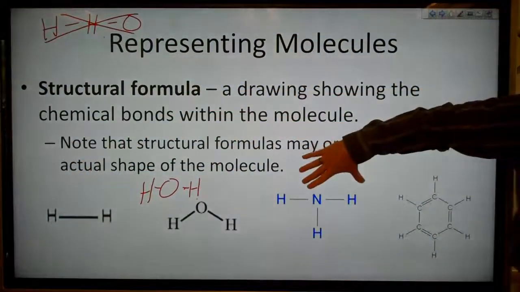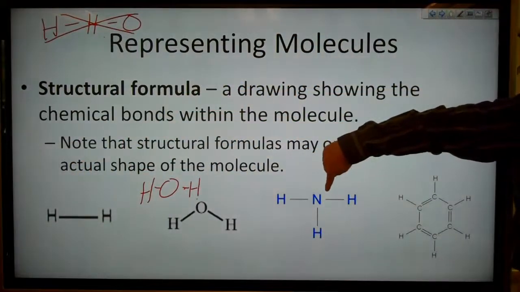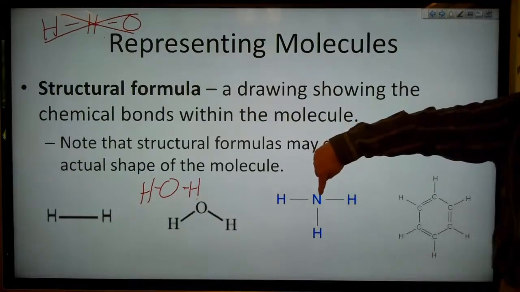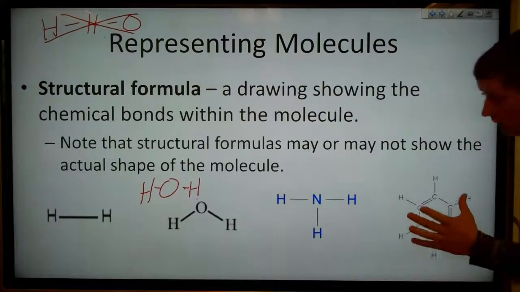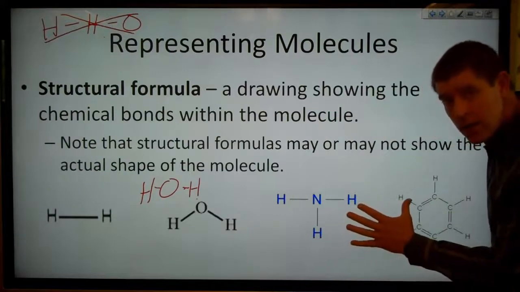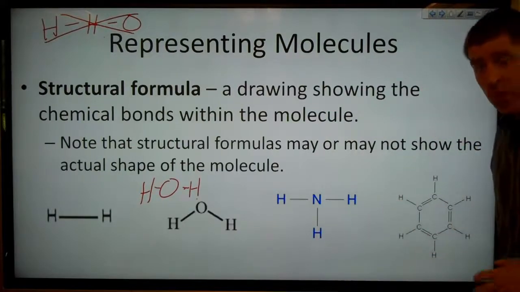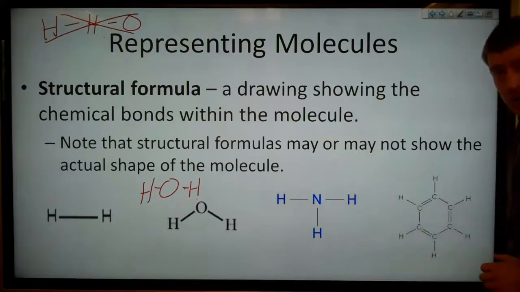So again, here we have our same four molecules: hydrogen, water. We have ammonia here. But now we can see that our nitrogen atom is in the center, singly bonded to each of the three hydrogens. But again, this is not geometrically the right shape, but this is the way that our atoms are bonded together.